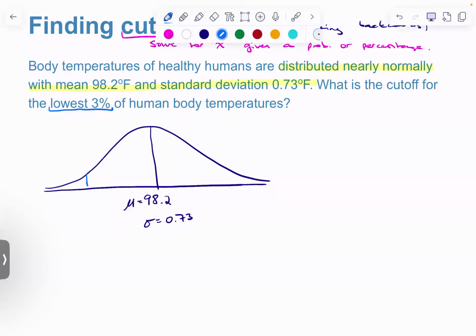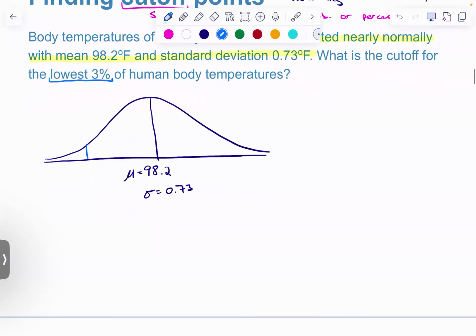So here, we draw this curve only to visualize, right? It doesn't really matter. You don't have to spend any time thinking about where this line is going to go. It's just to help you figure out that, okay, I want to solve for this x, and I'm going to force this area to be 0.03. 3%, it's 0.03.